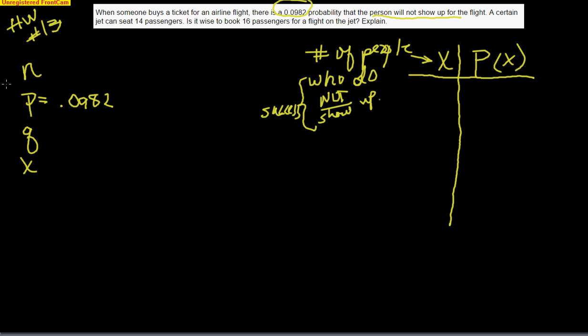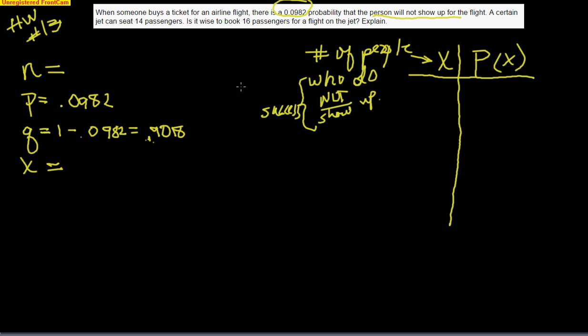Now, if you recall, q is always the complement of p. This is going to be the probability that somebody does show up. So the two together will always add up to 1. So you can just do that on your calculator. What is 1 minus 0.0982? And that value is 0.9018. So now we have our p and our q. All right. The next thing we have to figure out are n and x. What are we trying to find the probability of? All right. Well, first of all, let's start here.